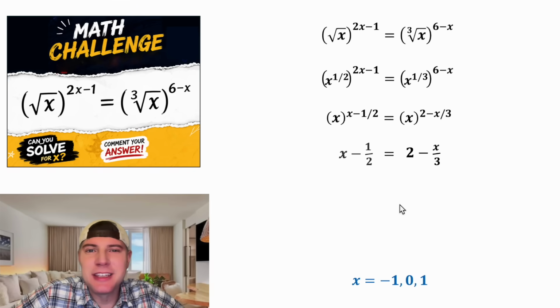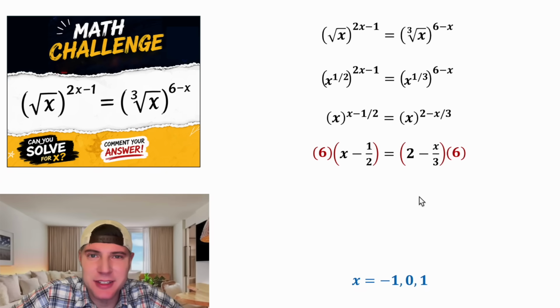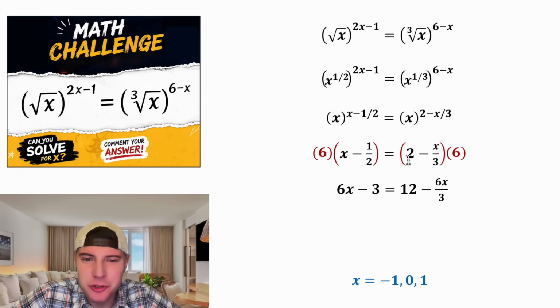Let's rearrange it like this, and we can get rid of these fractions by finding the lowest common denominator. For 2 and 3, that'll be 6. So let's multiply both sides of the equation by 6. On the left-hand side, the 6 is going to distribute to each of these, giving us 6x minus 3. And on the right-hand side, the 6 will distribute to these. 6 times 2 is equal to 12. And then we're going to subtract 6 times this, which will be 6x/3. And 6x/3 simplifies to 2x.